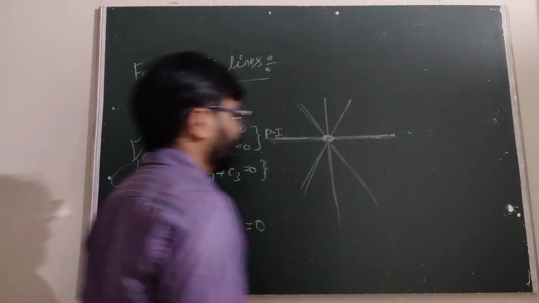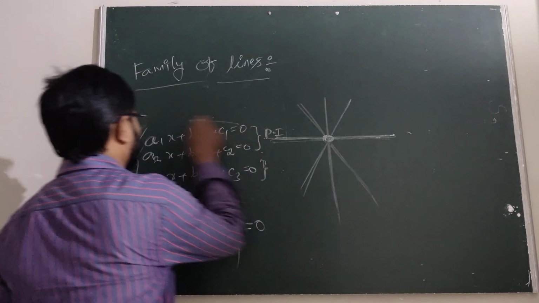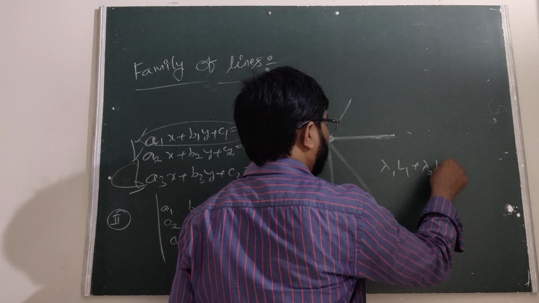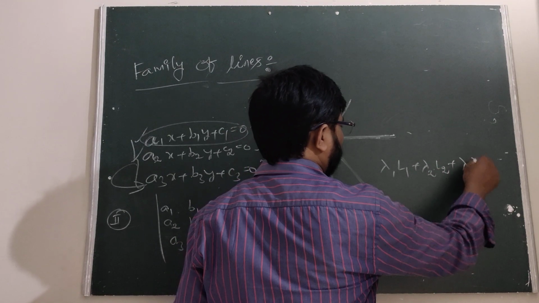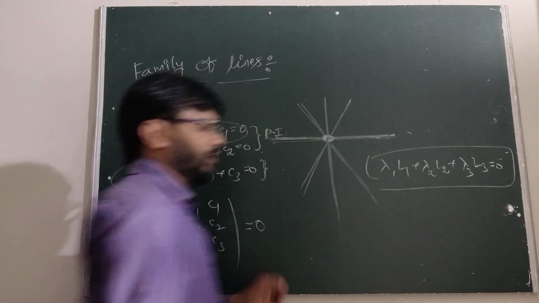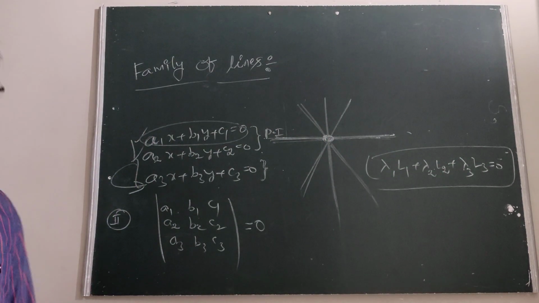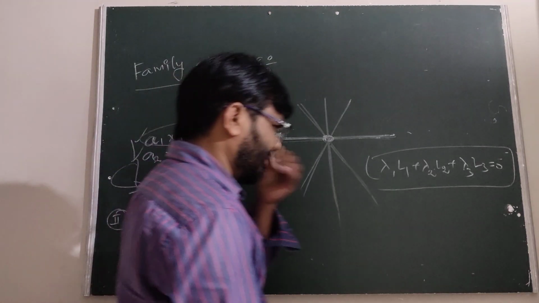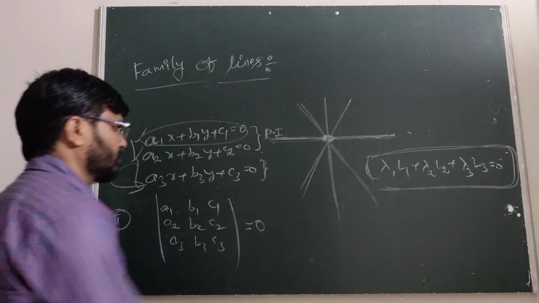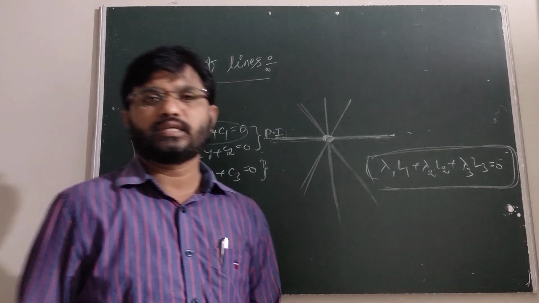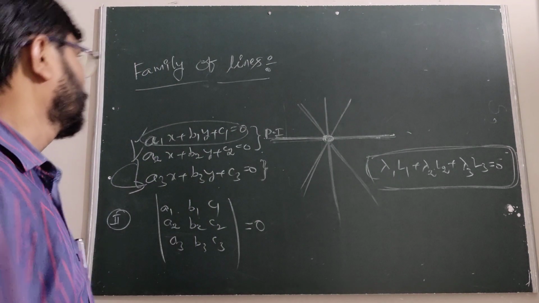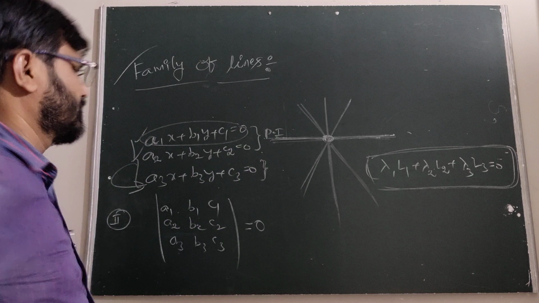And the third one: we take L1, L2, L3. Therefore, lambda 1 L1 plus lambda 2 L2 plus lambda 3 L3 equal to 0, where lambda 1, lambda 2, lambda 3 are constants, not all 0. Then undoubtedly the 3 lines are concurrent. That means they have a point in common. Okay, is it clear?